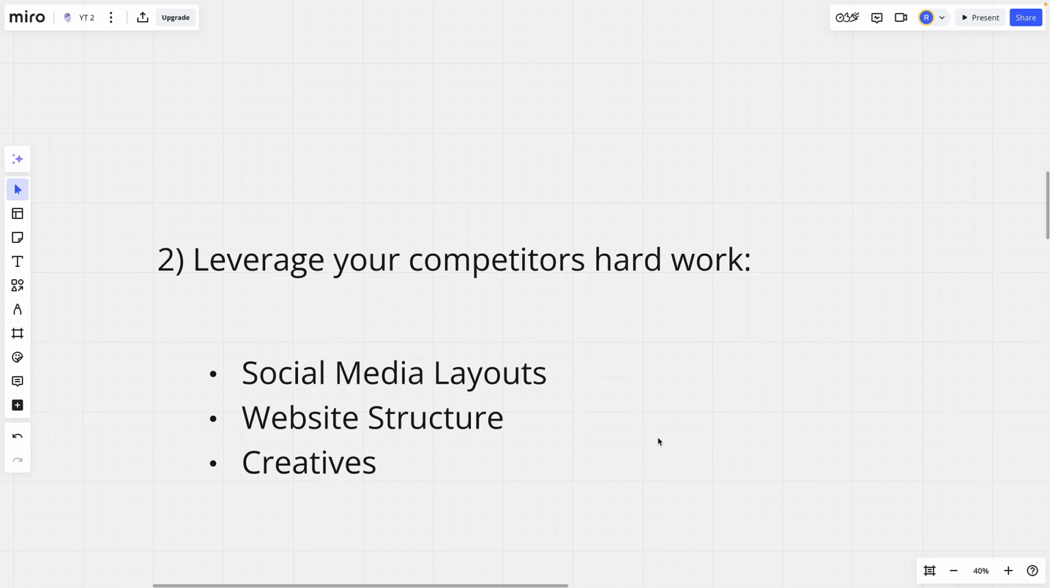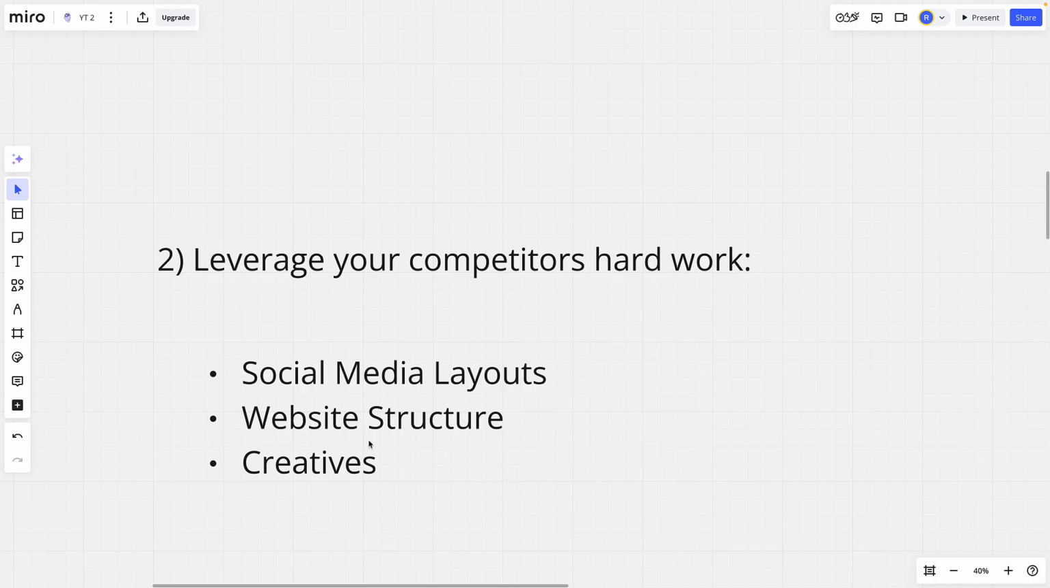For example, social media layouts. On Instagram, TikTok, whatever, look at what they're posting. For example, is it mainly videos? Is it mainly statics? Are they following trends, UGC, stuff like that? And also break it down. So go onto their post, look at what's getting the most likes, what's getting the most interaction, for example, comments from the audience, and go from there. Because at the end of the day, if it's working for them, if you implement that same type of content and do it consistently, it's going to work for you.